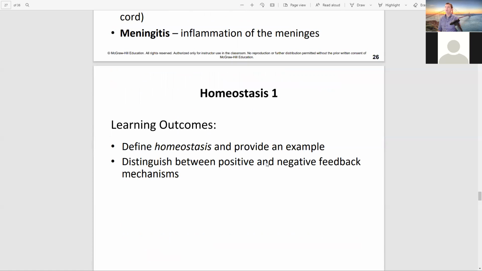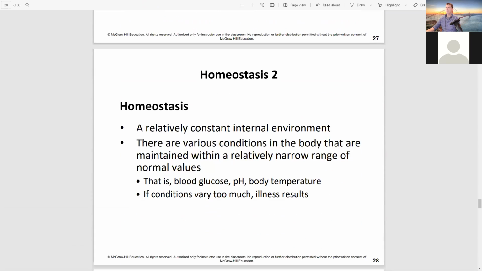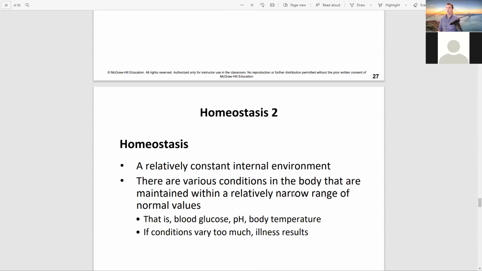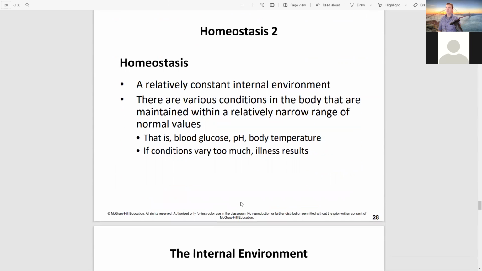Yes. Okay, and then homeostasis. Define homeostasis and provide an example. Distinguish between positive and negative feedback mechanisms. Okay, so homeostasis is a relatively constant internal environment, and there are various conditions in the body that are maintained within a relatively narrow range of normal values. So that is blood glucose, pH, body temperature, and if conditions vary too much, illness results.